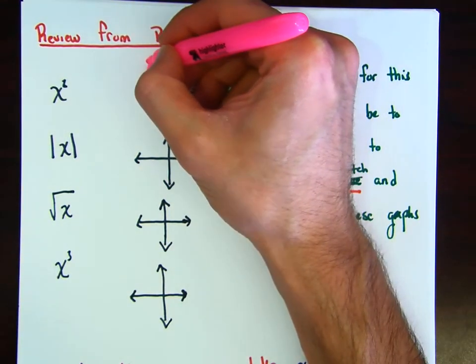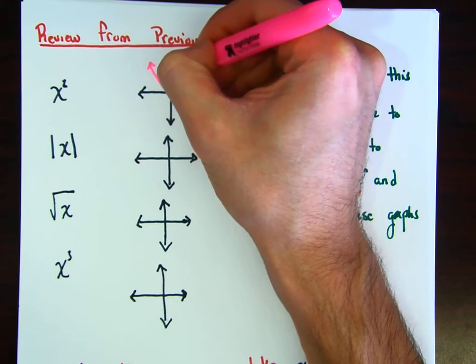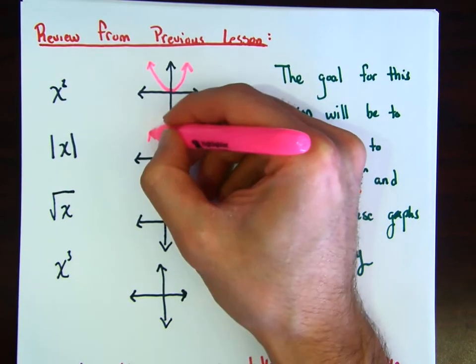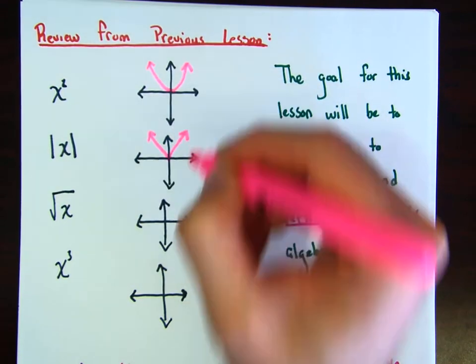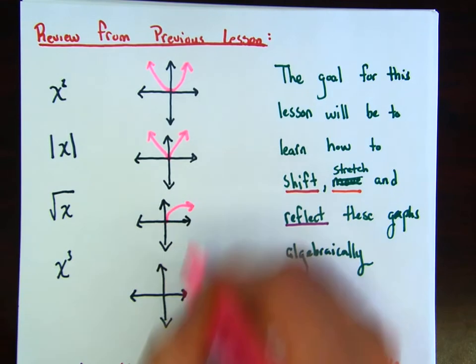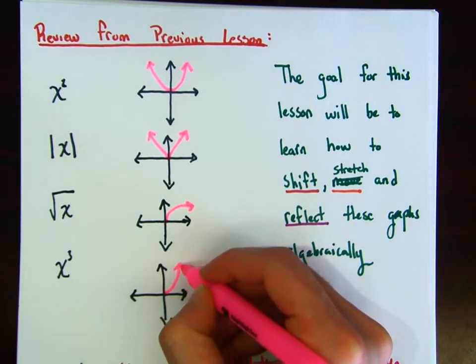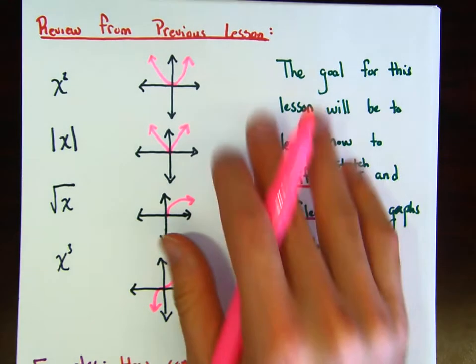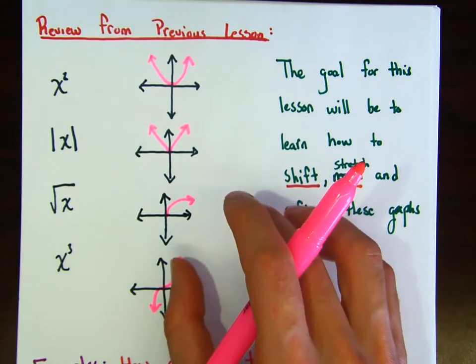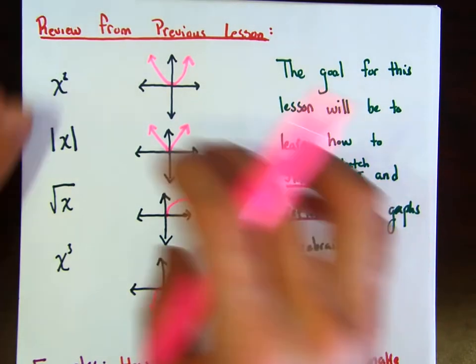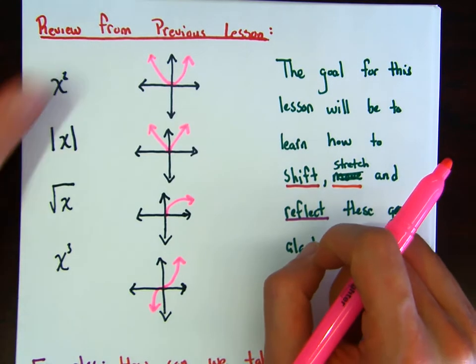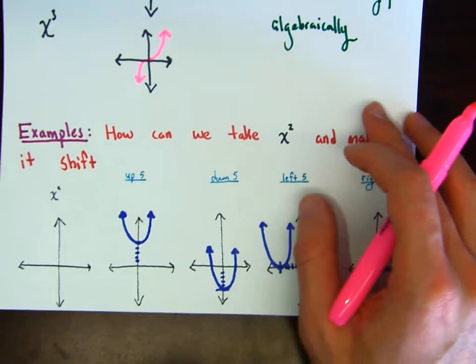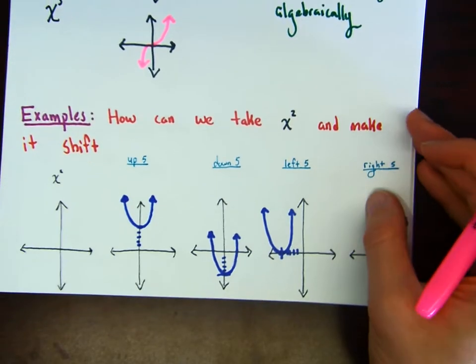So if you want to see how it looks, x squared looks like this. Absolute value of x looks like some V right here. Square root x like this. X cubed is just like that. Okay? These are what these graphs look like. And what we want to do is shift these graphs around. So what on earth am I talking about? Let's take a look at this example here.